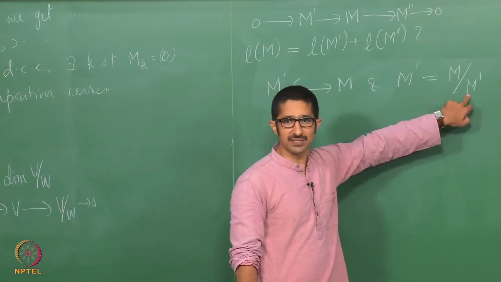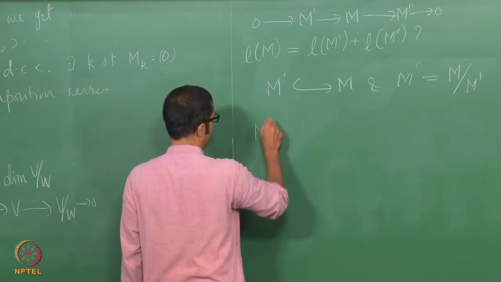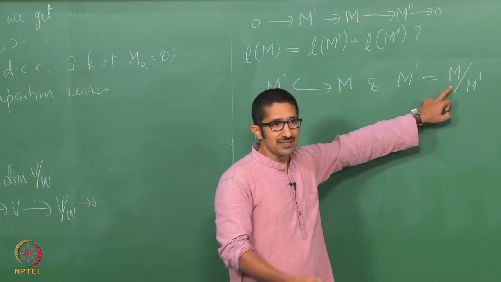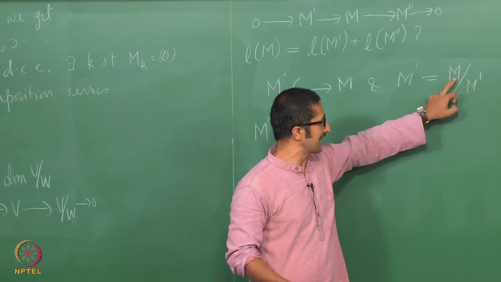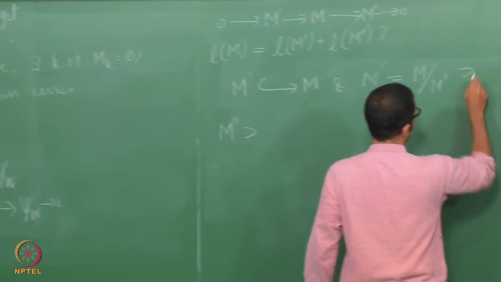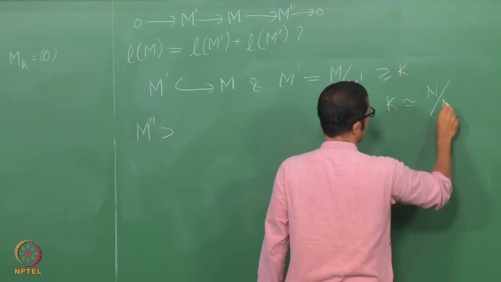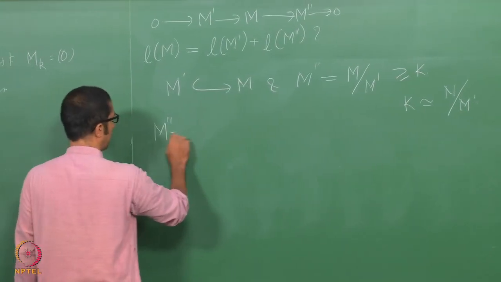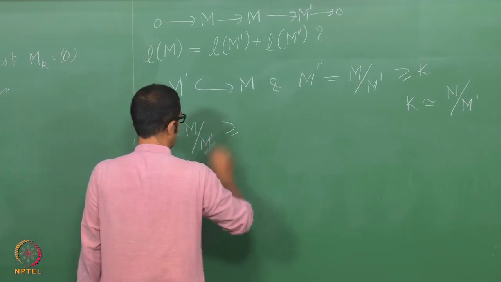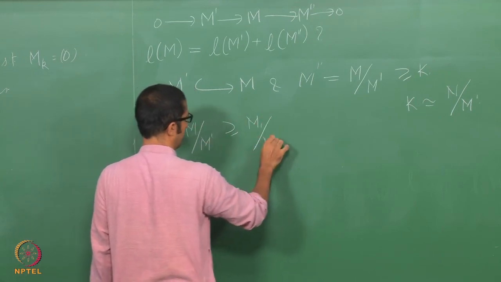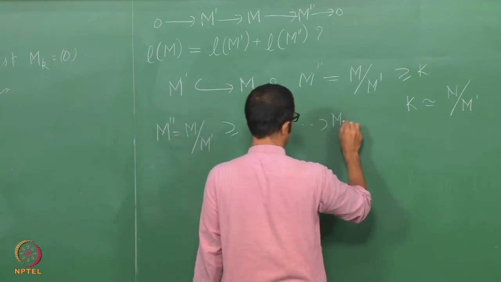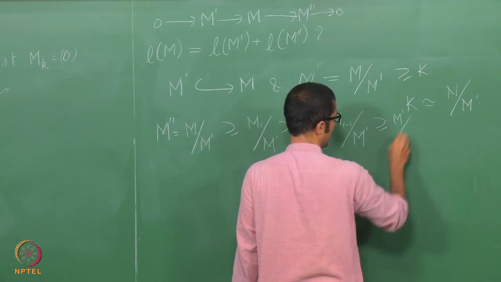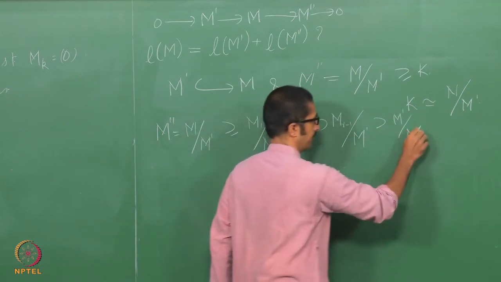M mod M prime has a composition series. So, let us look at M double prime. This has a composition series. Any submodule of this is of the form some submodule of M containing M prime, modulo M prime. If I have a submodule K of this, then I can think of it as N mod M prime, where N is a submodule of M containing M prime. So I can write M double prime, which is M mod M prime, contained in M1 mod M prime, and so on up to Mr minus 1 mod M prime and 0. What is 0? This is M prime mod M prime.